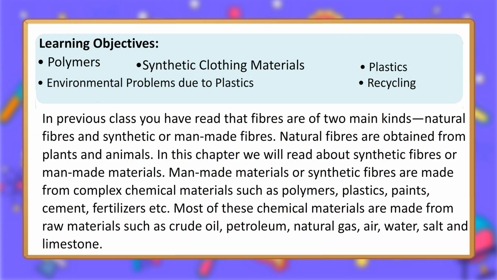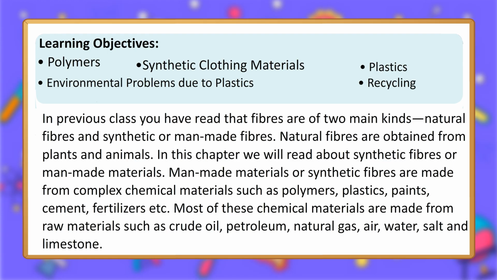fibers. Natural fibers are obtained from plants and animals. In this chapter we will read about synthetic fibers or man-made materials. Man-made materials or synthetic fibers are made from complex chemical materials such as polymers, plastics, paints, cement, fertilizers, etc.